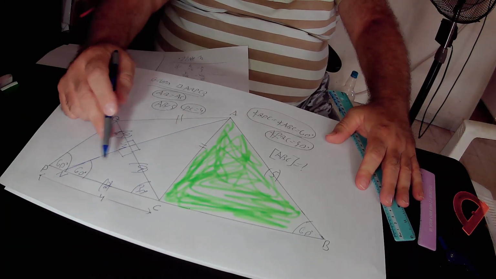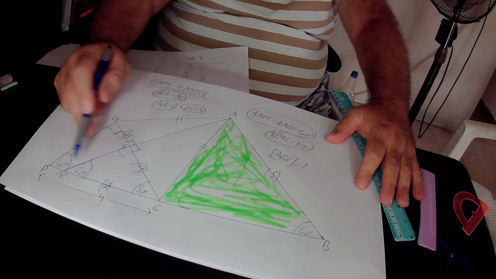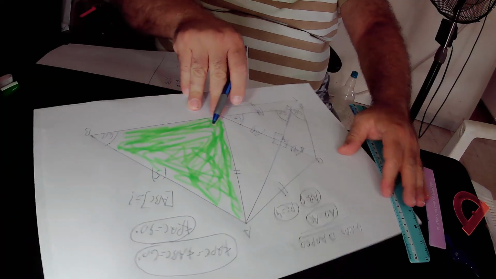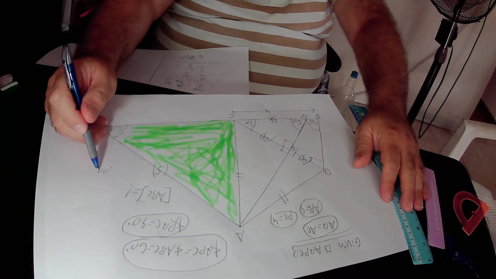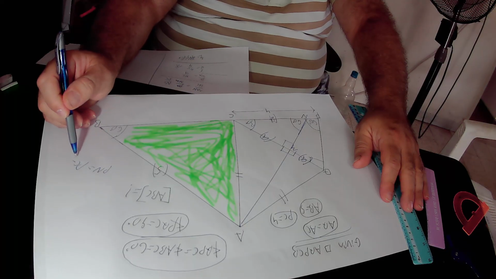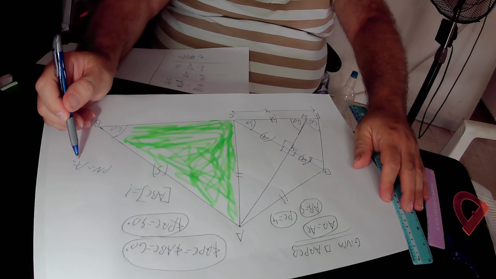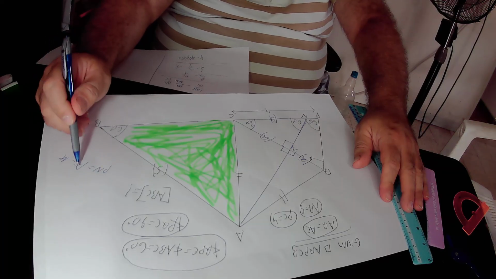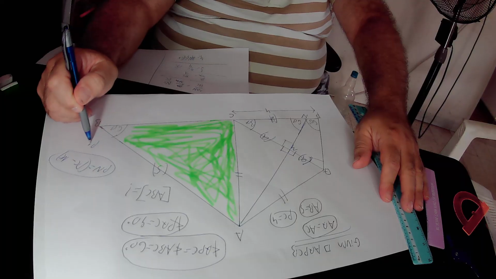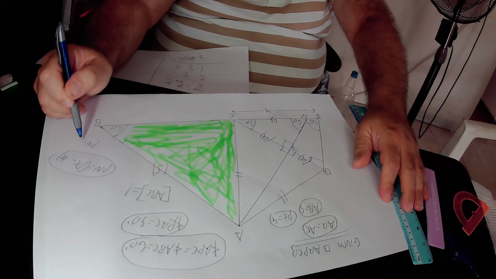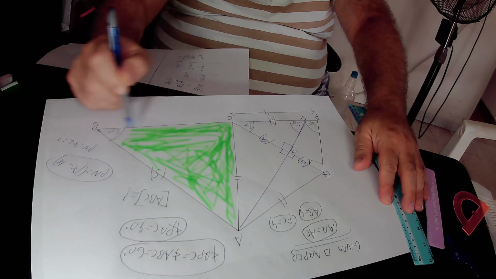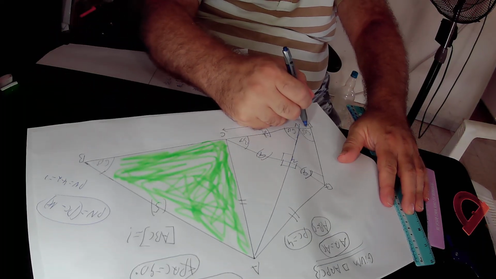PN equals PC minus NC. So we write it down. PN equals PC minus NC. So PN in total equals PC, that is 4, minus NC, that is 2. 4 minus 2 is 2. So PN equals 2 units in its length.